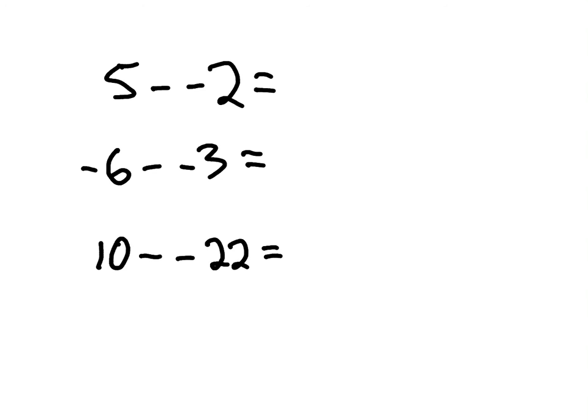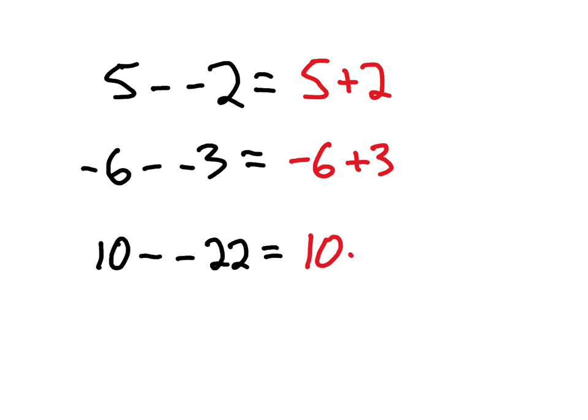Okay, so 5 minus negative 2, same thing as 5 plus 2. Negative 6 minus negative 3 is the same thing as negative 6 plus 3. And 10 minus negative 22, or the opposite of 22, is 10 plus 22. And now it's easy. This is all very easy. Okay?